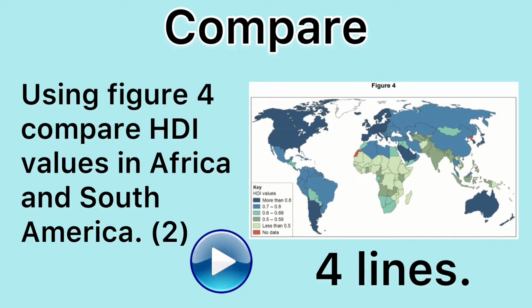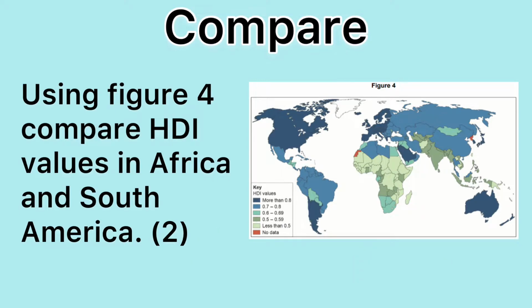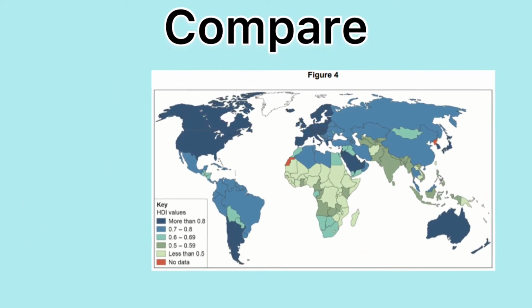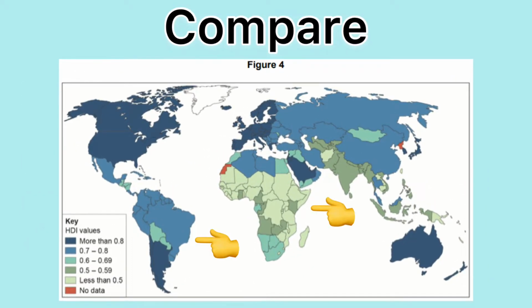Okay, let's look at how this question would be marked. Firstly, your responses should focus on the differences in HDI values between Africa and South America only, and should be backed up with data from the map. A good tip is to make sure you always add data to your answers when you have it given to you on a map, diagram, chart, or graph. Examiners like to see data if they've set some out for you.